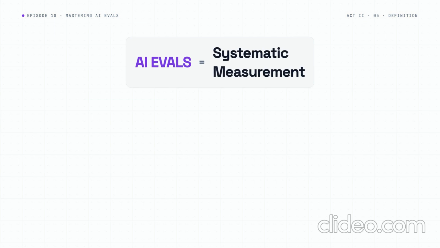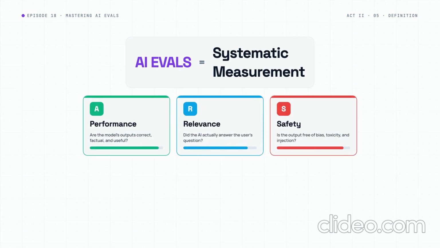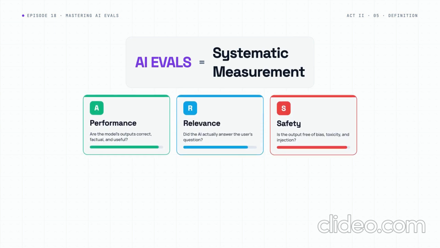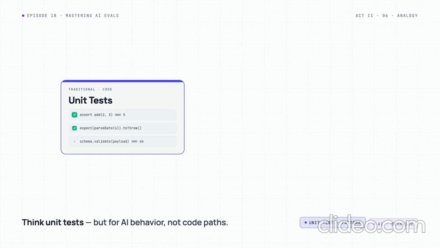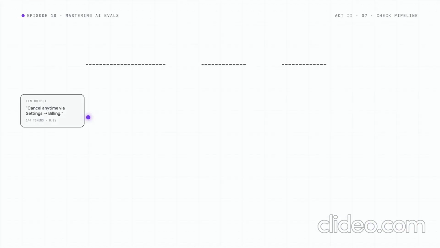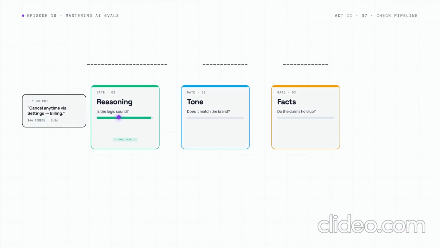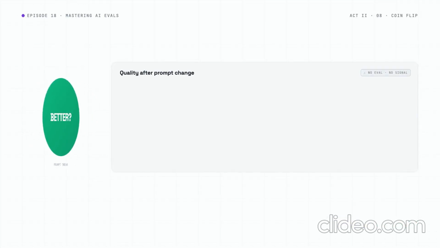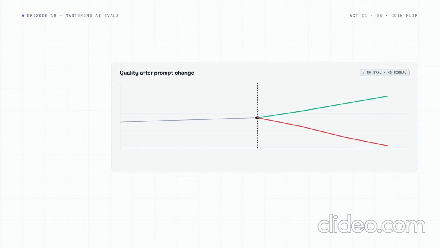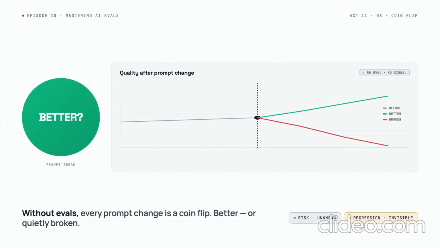AI Evals, short for evaluations, are the systematic methods we use to measure the performance, the relevance, and the safety of an AI's output. Think of them as unit tests for AI. Except instead of checking whether the code compiles, you're checking whether the reasoning is sound, the tone is right, and the facts hold up. Without evals, every prompt change is a coin flip. You won't know if you made it better or quietly broke it.